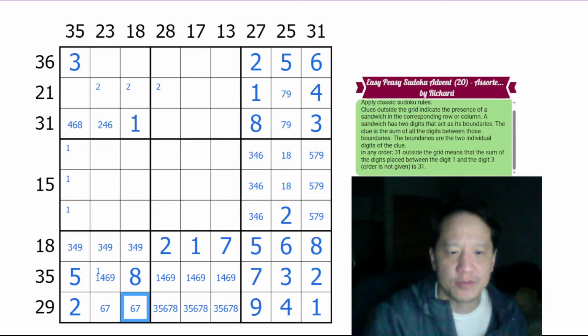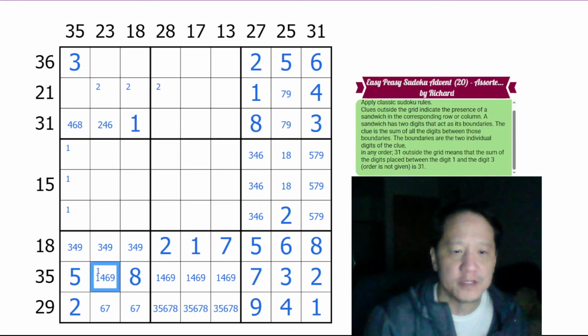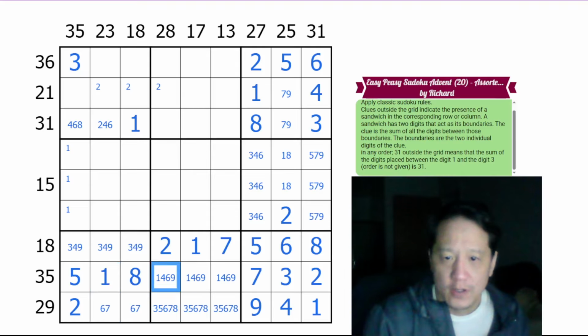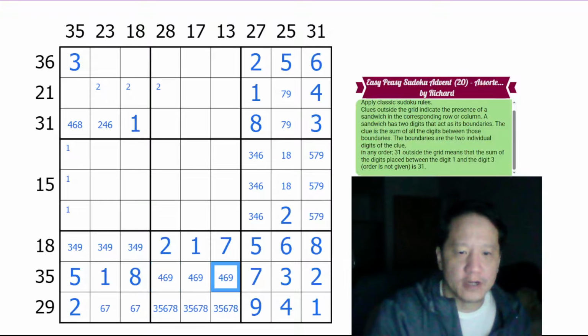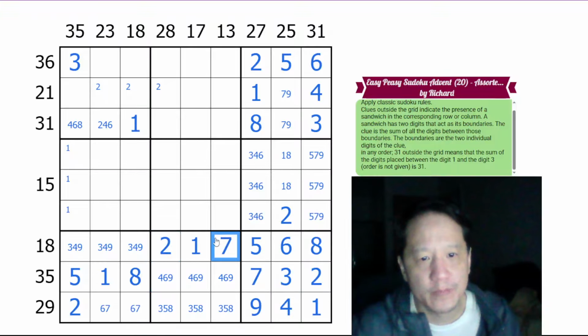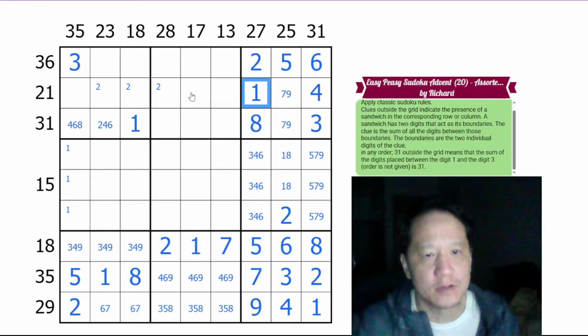So this can't be 3. This is a 6, 7 pair. This can't be 4, 6, 9. This is a 1. So no 1 here. No 6, 7 here. This is a 1 here. In between must be 21, so this can't be 2. So 2 is one of those two.